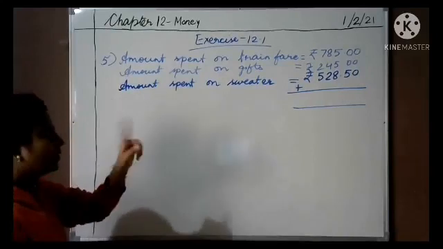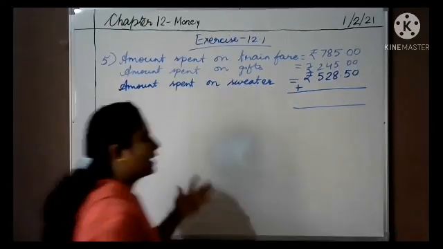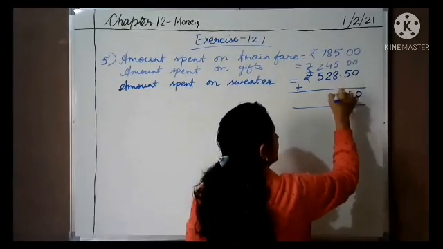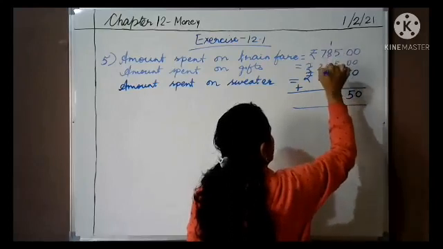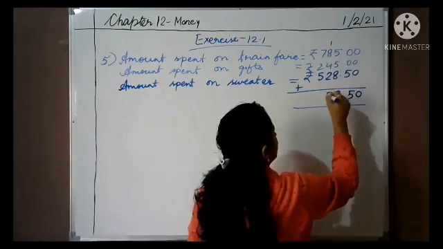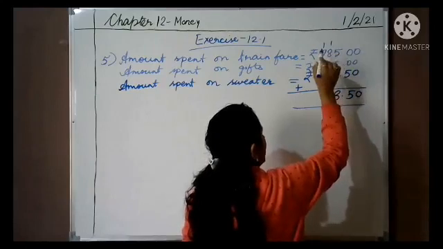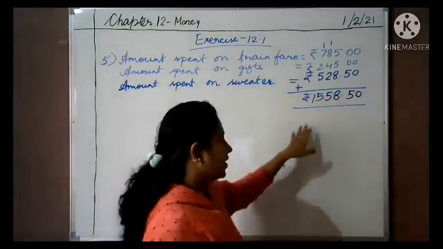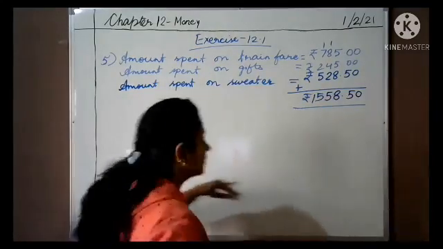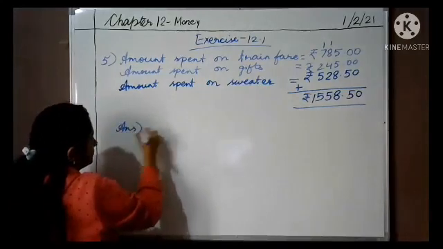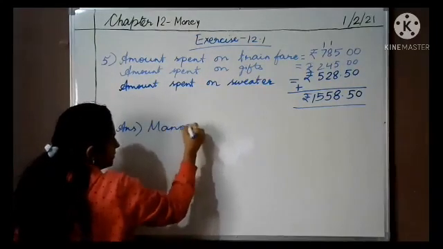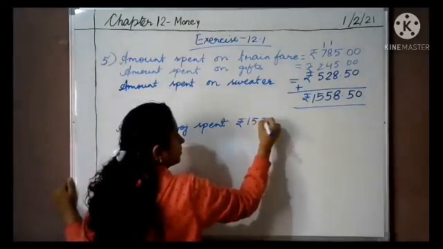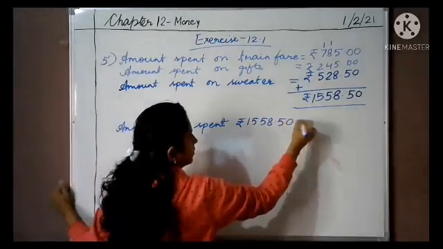So the amount spent on train fare, gifts and sweater is all written. Let's add them. So 0, 5, 5 and 5, 10, 10 and 8, 18, 8 carry 1. 4 to 6 and 1, 7, 8 and 7, 15, 5 carry 1, 7 to 9 and 1, 10, 10 and 5, 15. So total amount he has spent is 1558 and 50 paise. Manoj spent rupees 1558 and 50 paise in all.